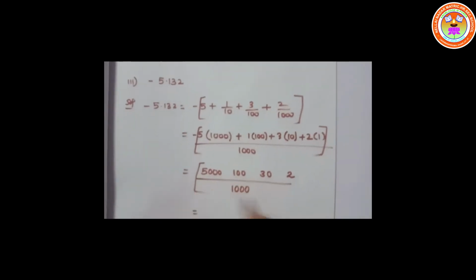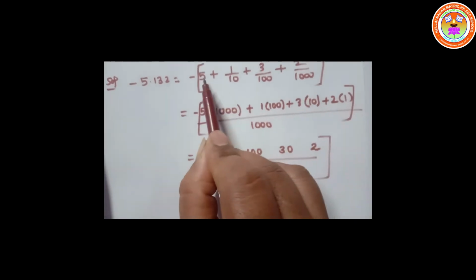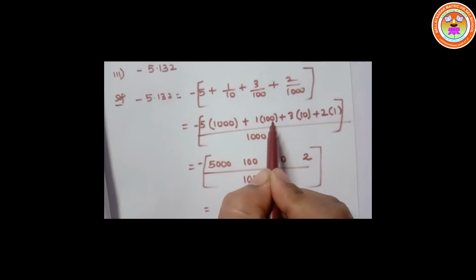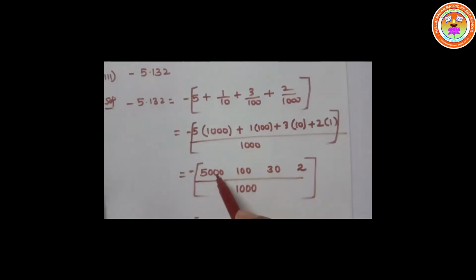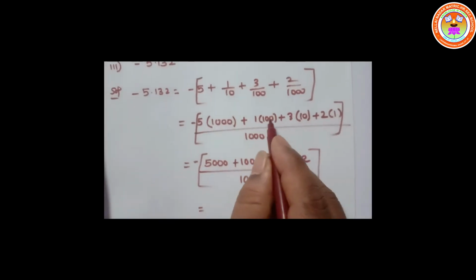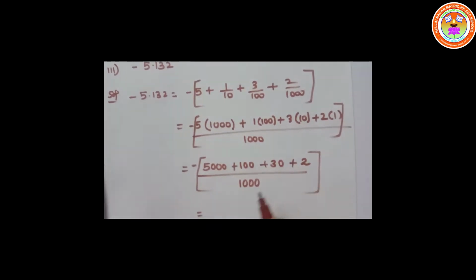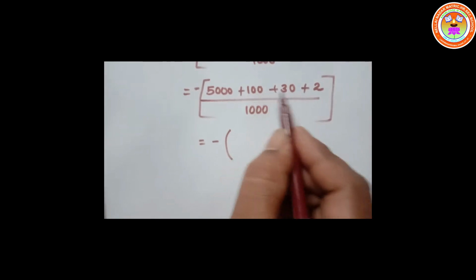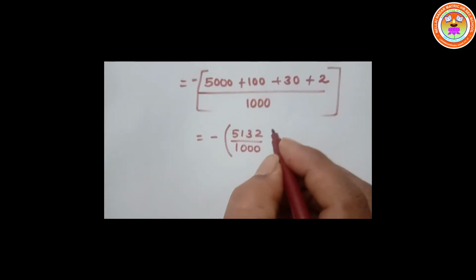then you can write, take LCM 1000. So 5 into 1000 plus 1 into 100 plus 3 into 10 plus 2 into 1. 5 into 1000 is 5000, plus 1 into 100 is 100, plus 3 into 10 is 30, plus 2 into 1 is 2. So that gives minus of bracket 5000 plus 100 plus 30 plus 2, that is 5132 divided by 1000. It's clear, children?